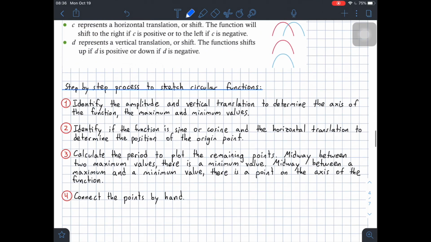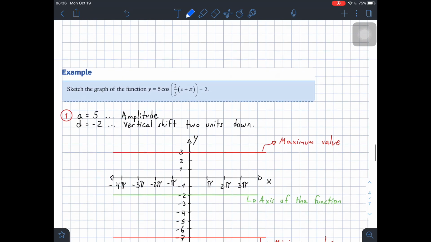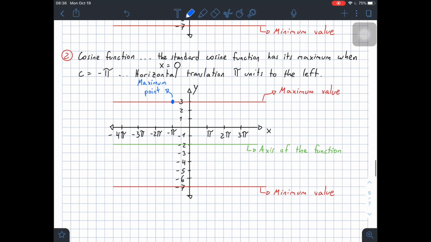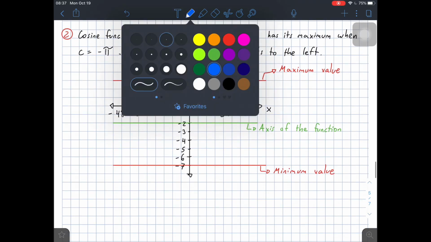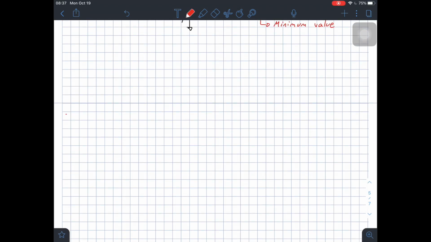Let's read the step again, just to clarify. Identify if the function is sine or cosine, and the horizontal translation to determine the position of the origin point. So yes, we have already identified the position of the origin point, which is right there. So that's it for step number 2. Now let's move on to step number 3.